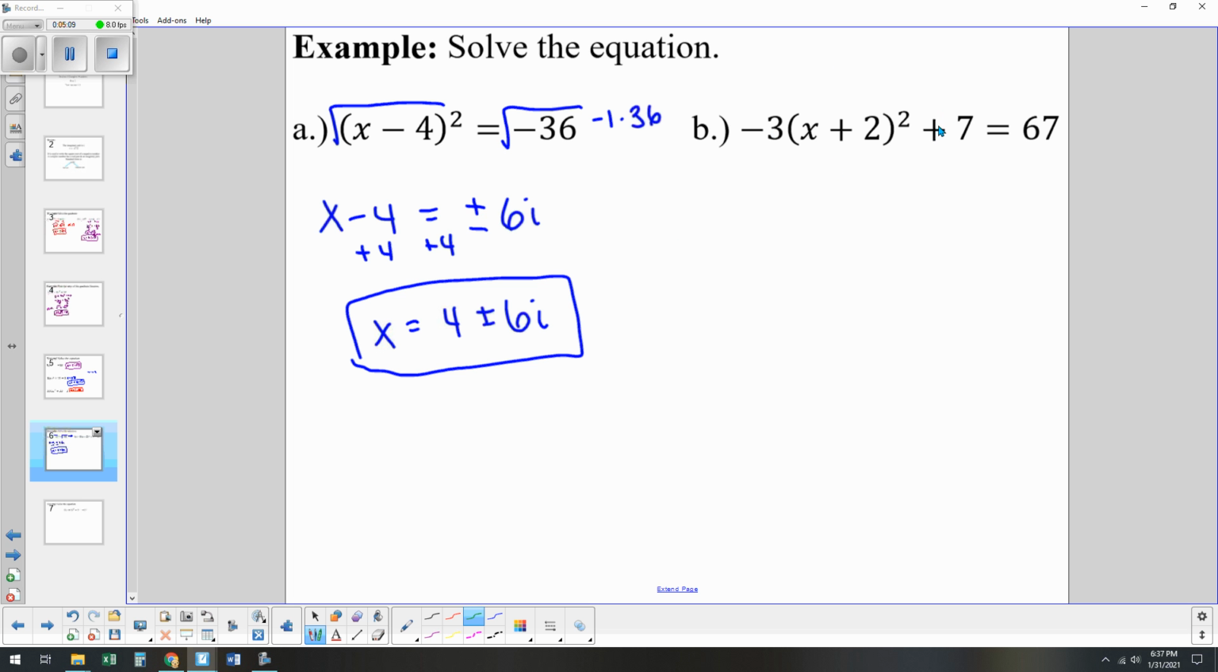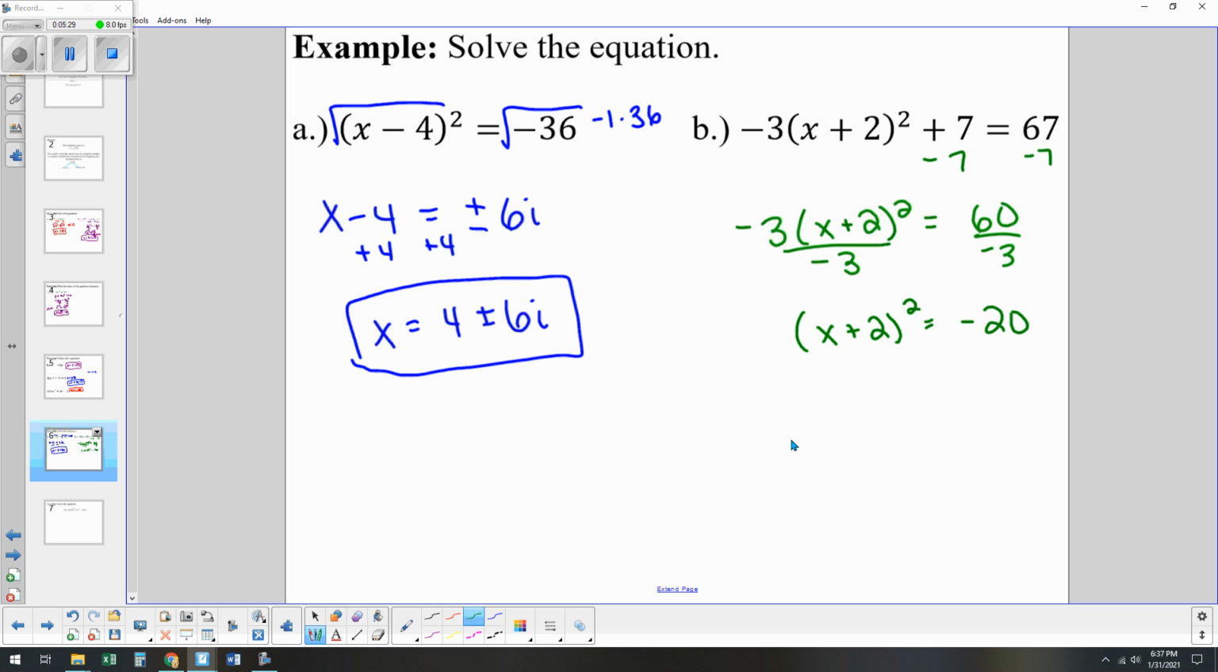First I'm going to get rid of the plus 7 by doing minus 7. Everything else on this side stays the same, equals 60. Now I'm going to divide by negative 3. I can't distribute because that's squared, so it doesn't go in there. So now I'm going to have x plus 2 squared equals negative 20. Here's where I'm going to take the square root of both sides.